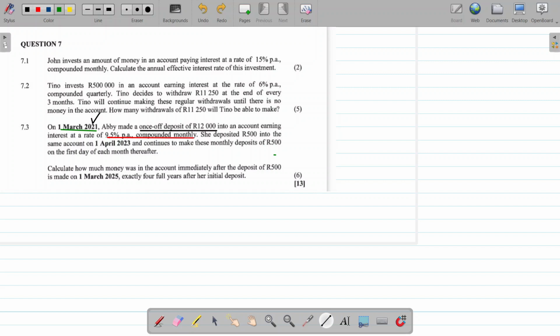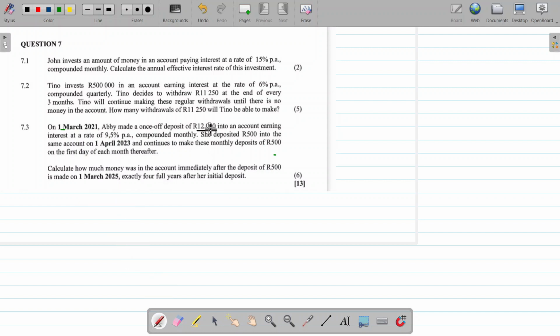Remember, the difference between an annuity and an investment is that for an annuity, we're making regular payments at fixed intervals of time. Now the question says we need to calculate how much money was in the account immediately after the deposit of 500 is made on the 1st of March 2025, exactly 4 full years after her initial deposit. Okay, cool. So now we need to separate this into 2.